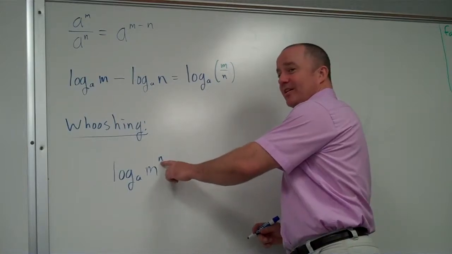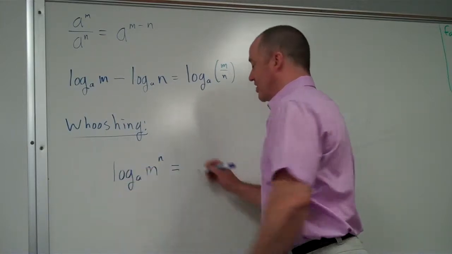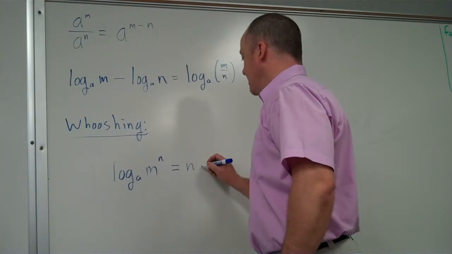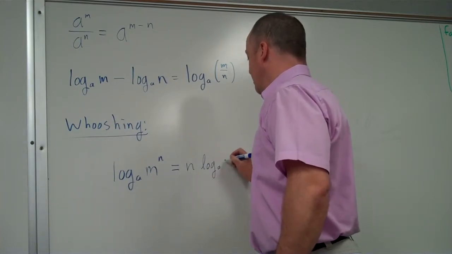This exponent up here can come down here as a coefficient. Next week I'll show you why. So this becomes n times the logarithm base a of m.